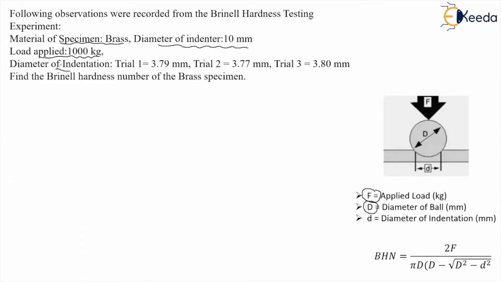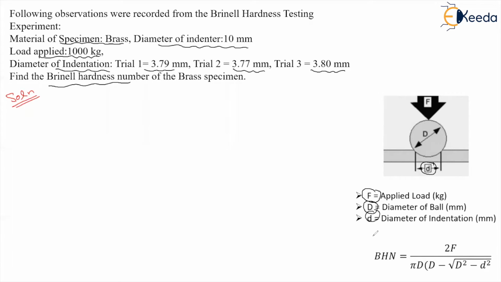And the diameter of the indentation after the load is applied and the impression is obtained on the specimen, right? This diameter you can see here, this small d is given to us, right? These values are given to us, and three trials are there: 3.79 millimeter in the first trial, 3.77 millimeter in the second trial, and 3.80 millimeter in the third trial. We have to find out the Brinell hardness number, right? So let us solve this question.